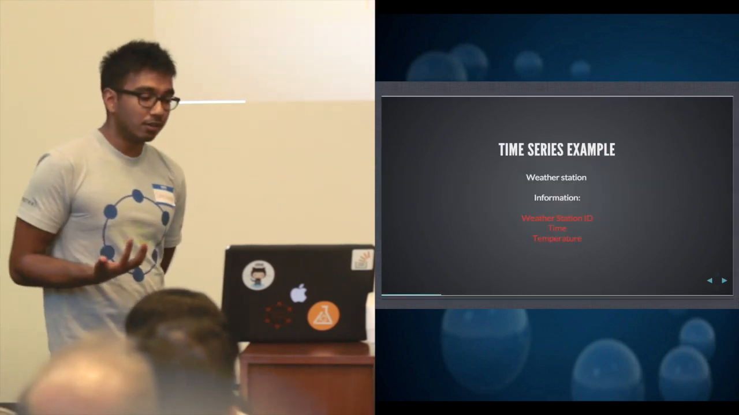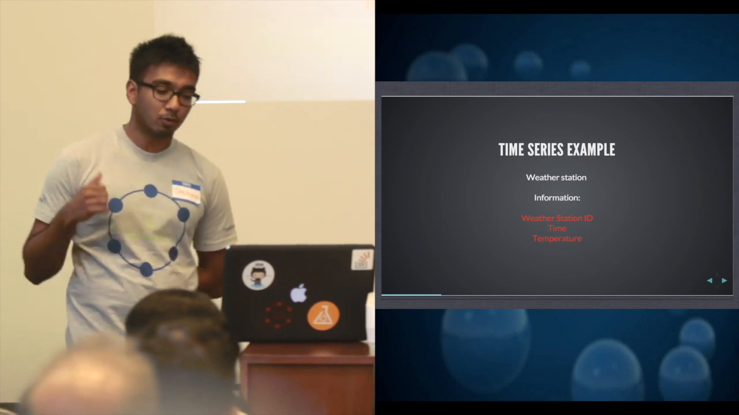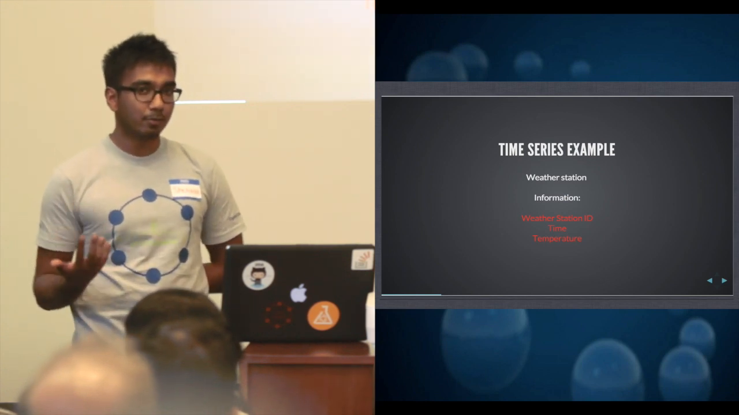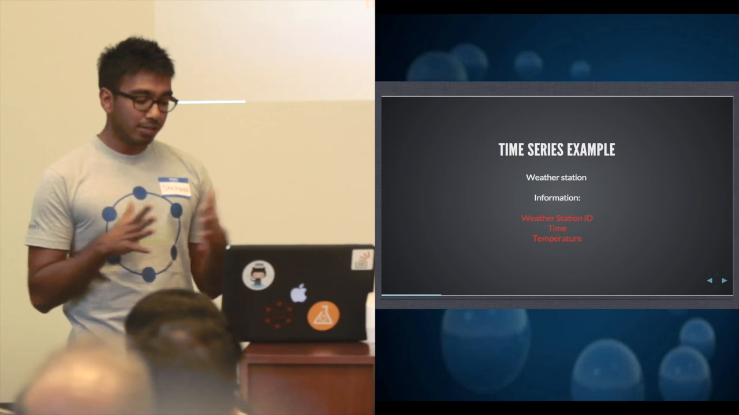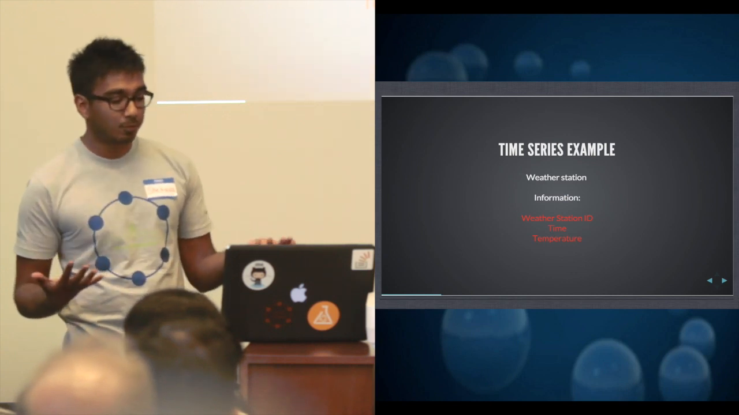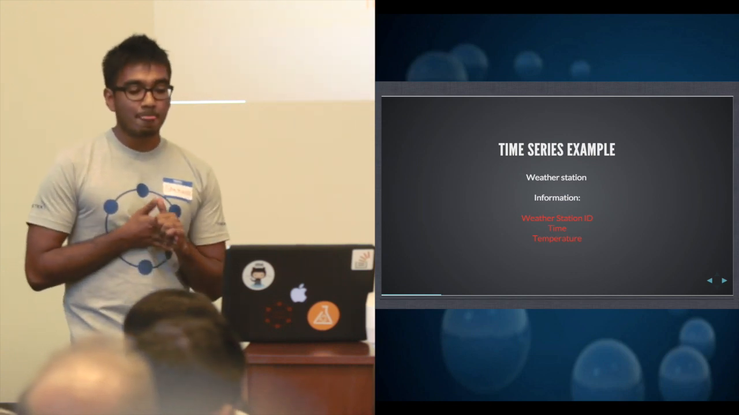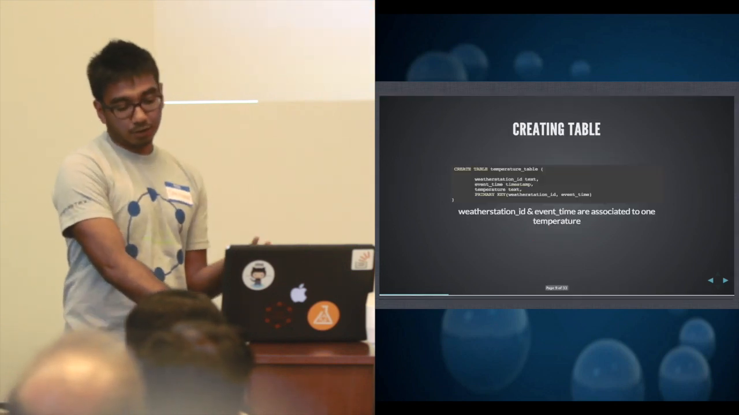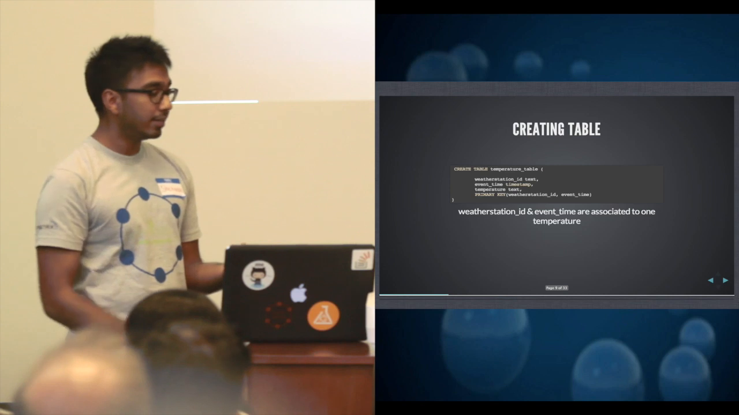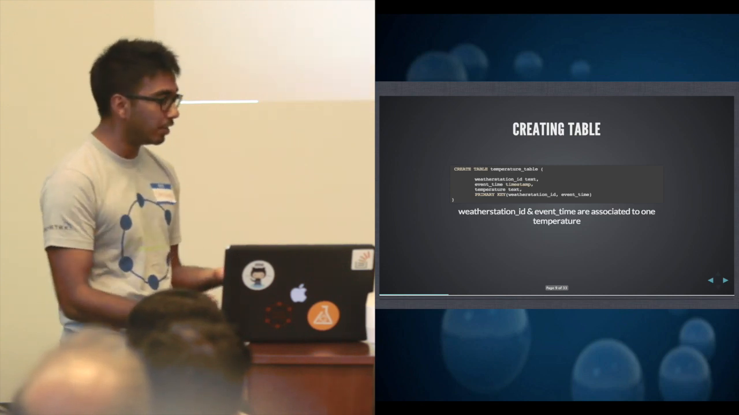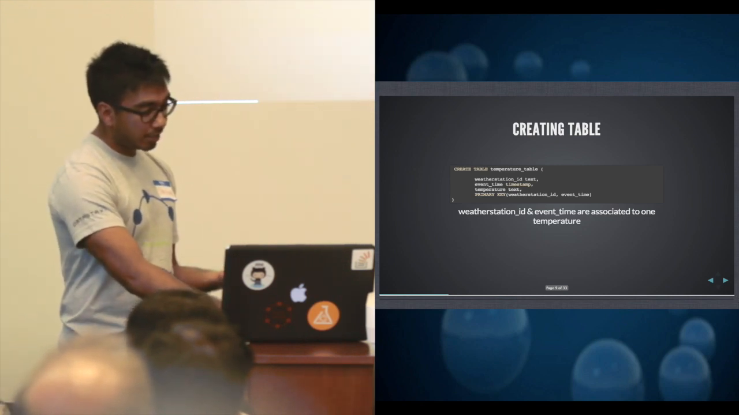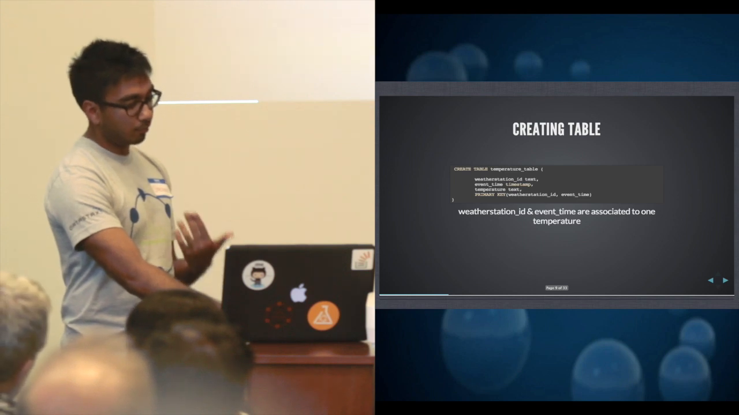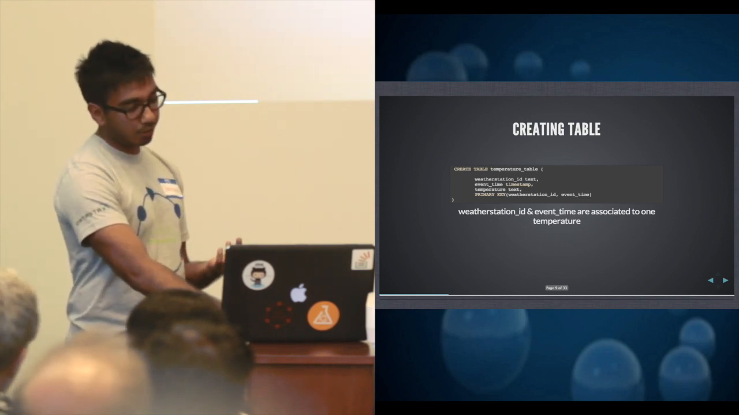So we have this weather station, and they give you this information. They give you a weather station ID, a time, and a temperature, and you have to be able to show this on a dashboard for the last 5 minutes, for example. And how would you do it? So the table would look like this, for example. You would have weather station ID and event time. Weather station ID would be the partition key, and the event time would be the clustering column.